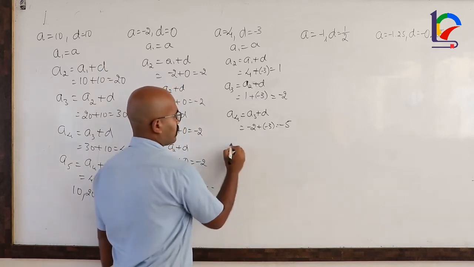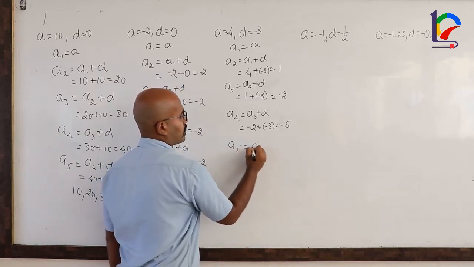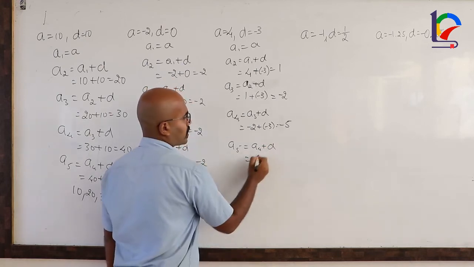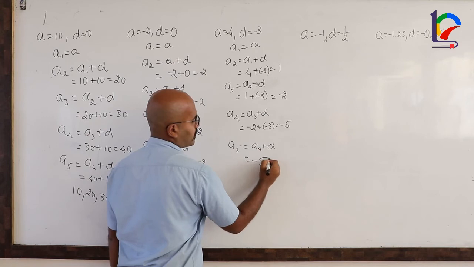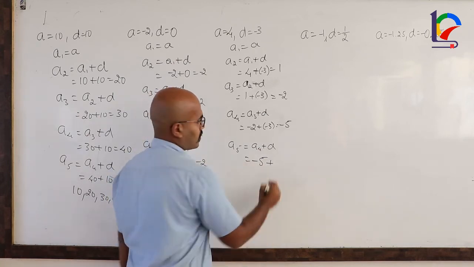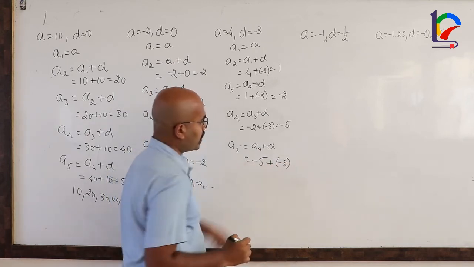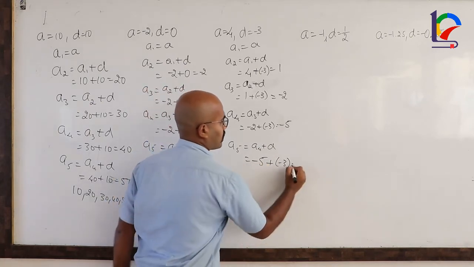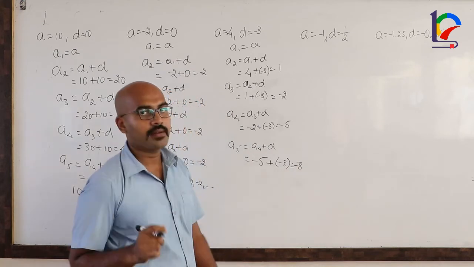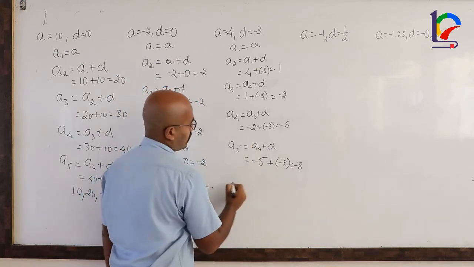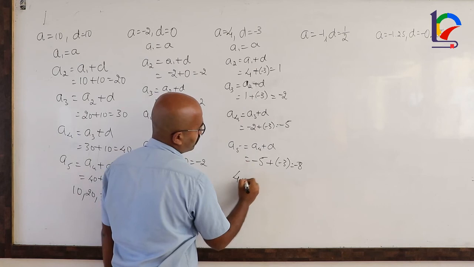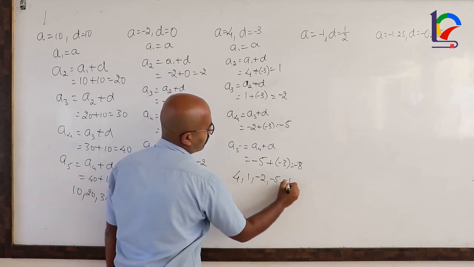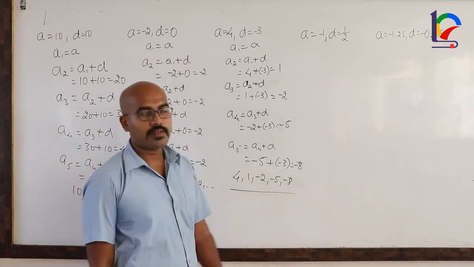-5. Similarly, fifth term, fourth term plus the common difference. What is the fourth term? -5. What is the common difference? -3. Plus into minus, minus. So -5 minus 3 is -8. So if you take, first term is 4, second term is 1, third term is -2, -5, -8. These are the first few terms.